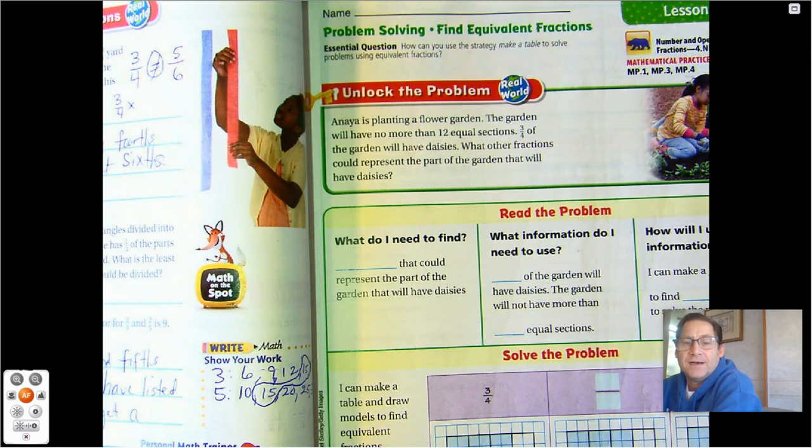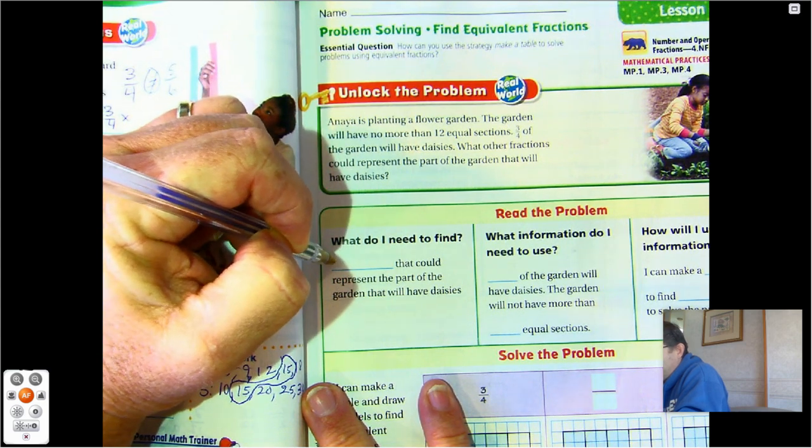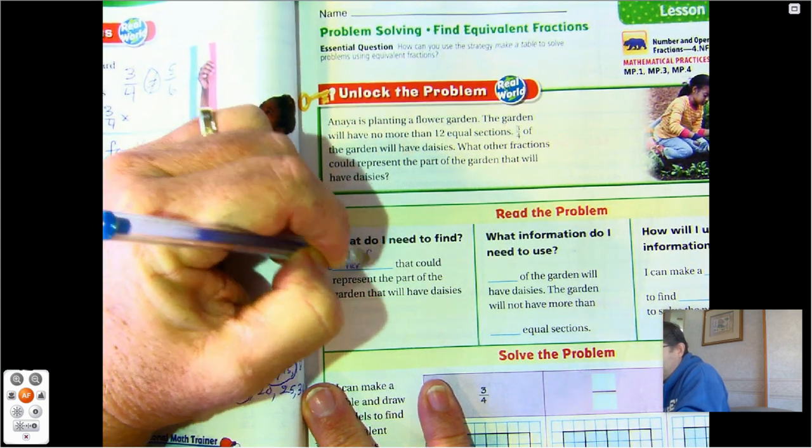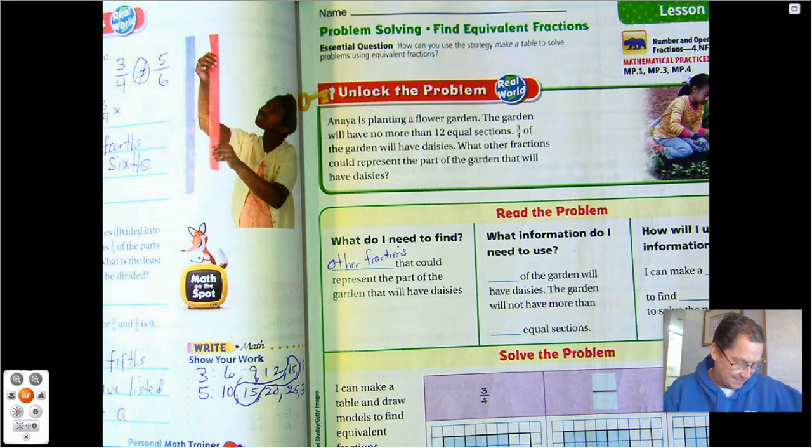All right, so Anaya is planning a flower garden. The garden will have no more than 12 equal sections. 3/4 of the garden will have daisies. What other fractions could represent the part of the garden that will have daisies? Okay, so what do I need to find? Other fractions that could represent the part of the garden that will have daisies.